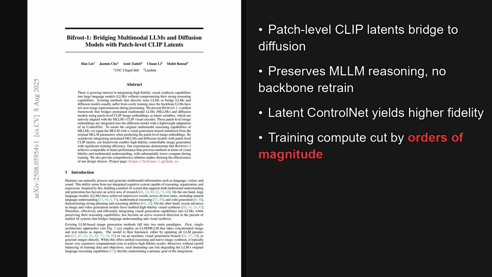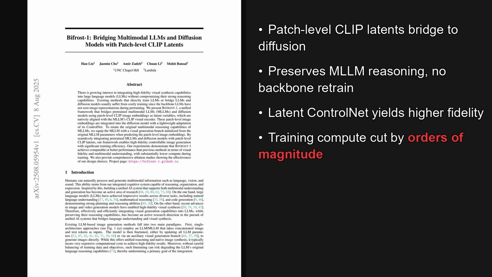I'm Alex. Today we are looking at a paper trending on X, published on August 8th, 2025, which was about 1 week ago. The headline result is a practical way to plug high-fidelity image generation into pre-trained multimodal language models while fully preserving their reasoning skills, using patch-level CLIP latents to bridge to a diffusion decoder with far lower training cost. The paper is titled BIFROST-1, Bridging Multimodal LLMs and Diffusion Models with Patch-Level CLIP Latents. And as we will see later, the implications for training efficiency are quite significant.